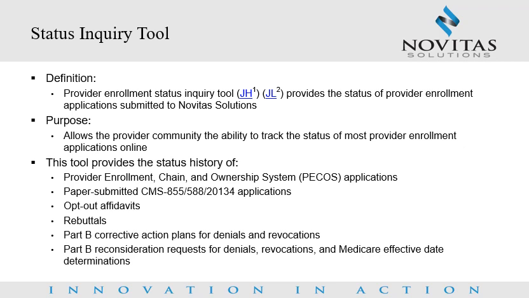This tool provides the status history of PECOS applications, paper submitted CMS 855, 588, and 20134 applications, opt-out affidavits, rebuttals, Part B corrective action plans for denials and revocations, and Part B reconsideration requests for denials, revocations, and Medicare effective date determinations.